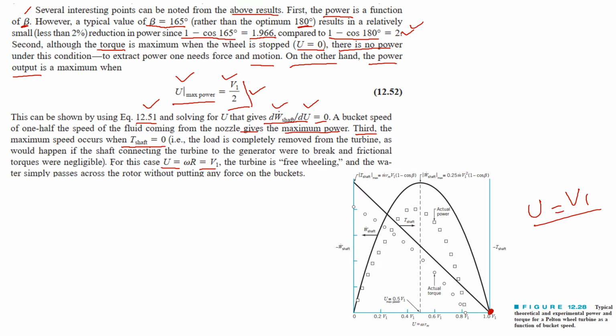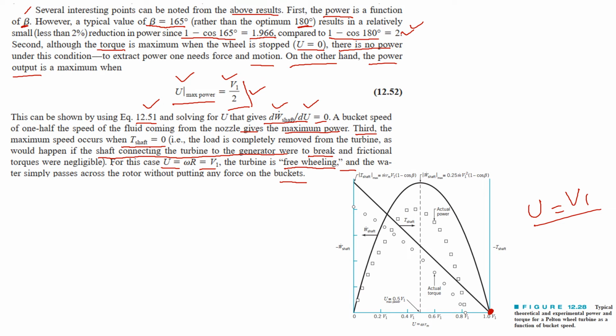So as we already discussed, the shaft connecting the turbine to the generator were to break. It means that the rotor is disengaged from the main shaft, and now the whole of the velocity is converted into the blade velocity. The fluid velocity is converted into the blade velocity, and that scenario is known as freewheeling. And the water simply passes across the rotor without putting any force on the bucket.